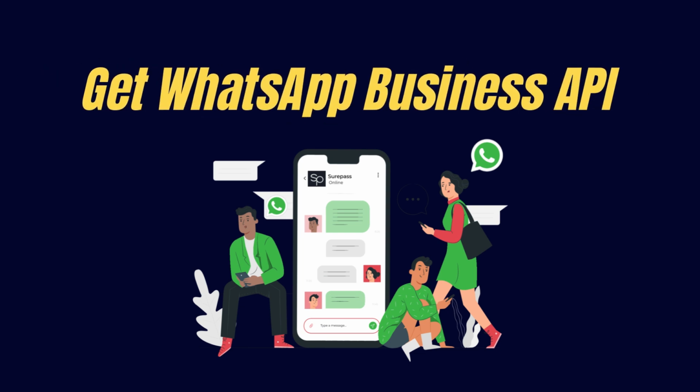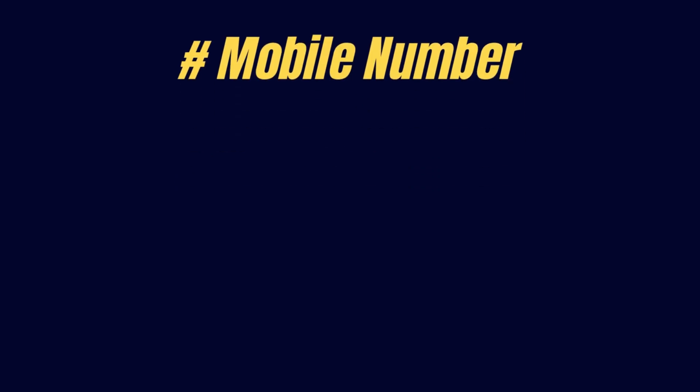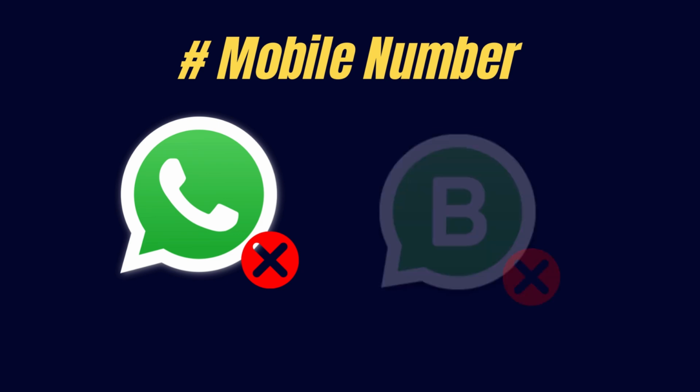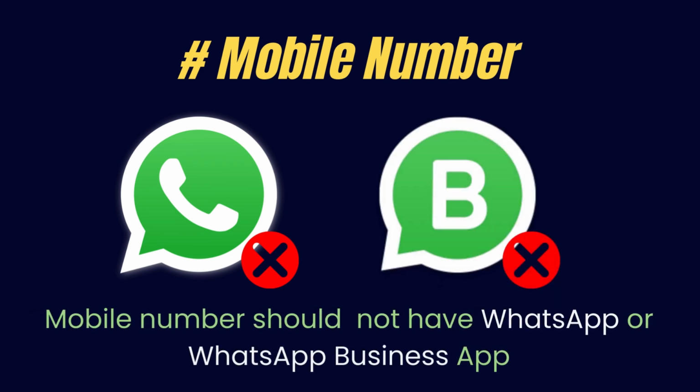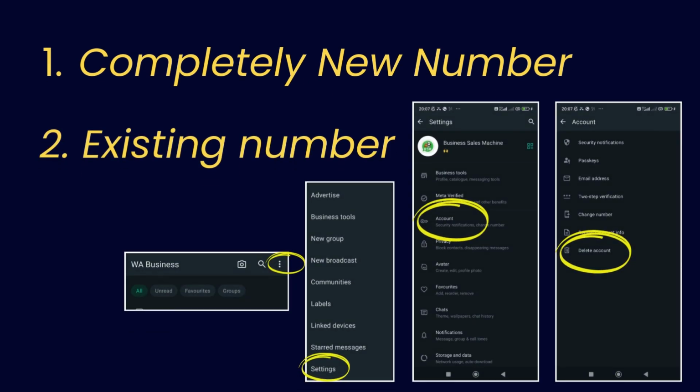Let's get started. The first thing you have to do to start using WhatsApp for your business is to get the WhatsApp Business API. For that, you should be ready with your mobile number. Remember, the mobile number should not be on a WhatsApp app or even on the WhatsApp Business app, because if it is, you will not be able to get your WhatsApp API on that number. So either you go for a completely new number, or you can delete the WhatsApp account on the number on which you want to get WBA. Even the number you are using currently, you can just delete the WhatsApp account from it and use that.